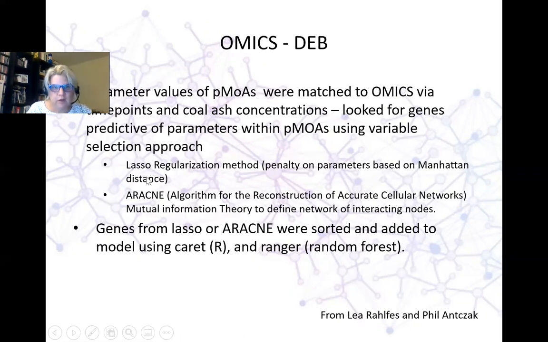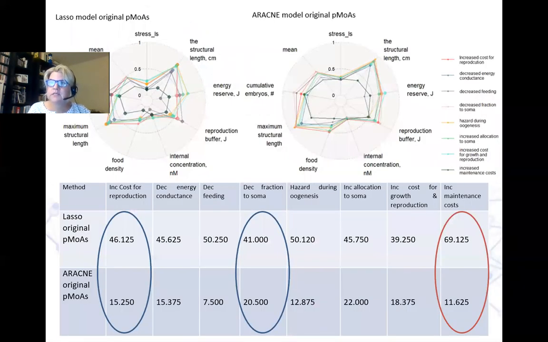approaches. There's one called the lasso regularization method, where there's a penalty on parameters based on Manhattan distance. And this other one, ARACNE, I've seen used quite a bit as an algorithm for reconstruction of accurate cellular networks. It uses mutual information theory to define the networks of interacting nodes. And then these were all sorted and added to the model using these bioinformatic techniques, Curie and Ranger, random forest, right? And so that's what they were done. And to get to that part, here are the cool results that they found, essentially.